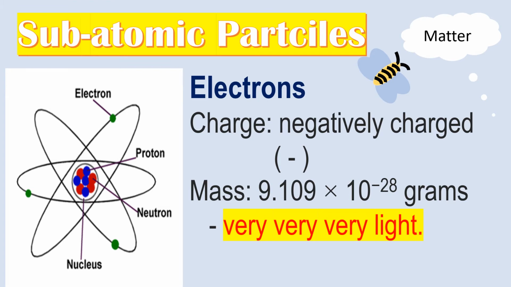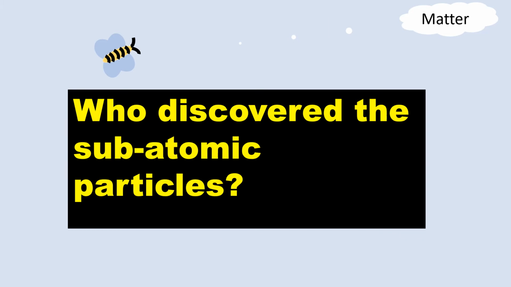We need 1,863 electrons in order to equate the mass to the proton. Now that we know the three subatomic particles of an atom, this time let us discover the scientists who discovered the subatomic particles.